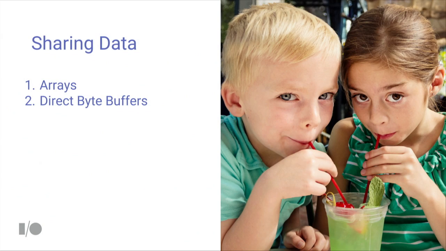So sharing structured data between managed and unmanaged code in the fastest possible way isn't as easy as sharing a soft drink. You basically have two options. You either use arrays or direct byte buffers. And it really comes down to your use case. Arrays are useful if you're primarily going to be accessing the data from managed code. But here's what our tips say about direct byte buffers.